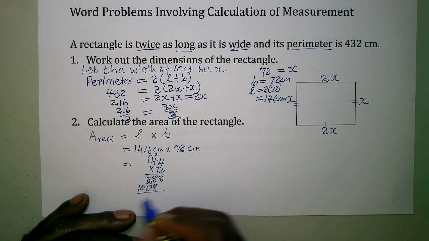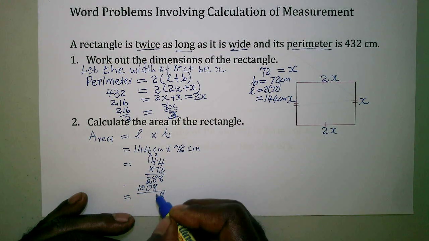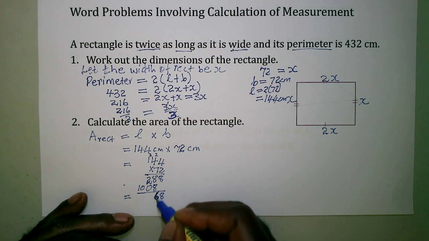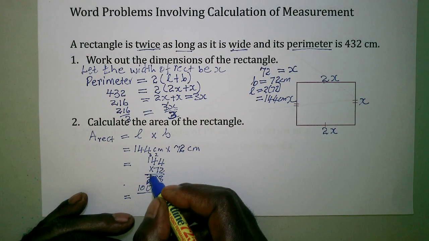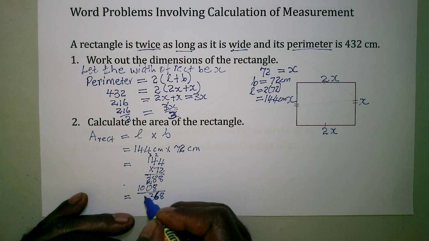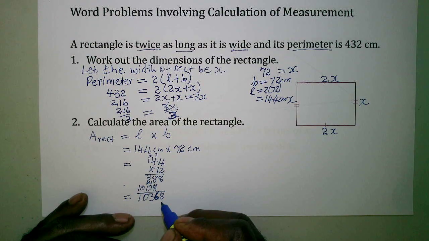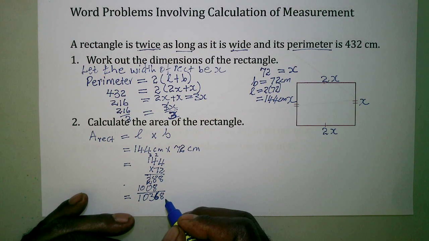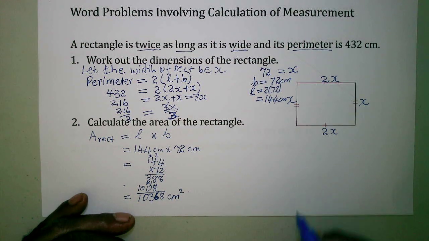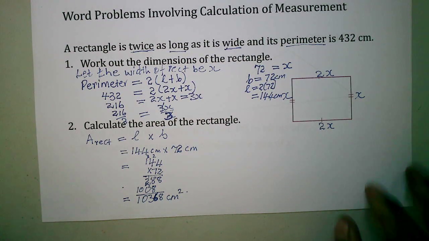So our answer will be 8, 16, carry 1, 3, and then 0. So the area is 10,368 centimeters squared. That is the area of the rectangle.